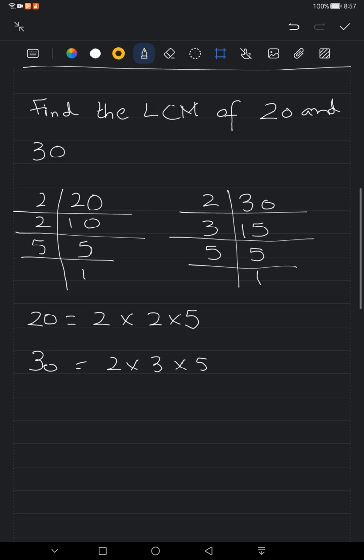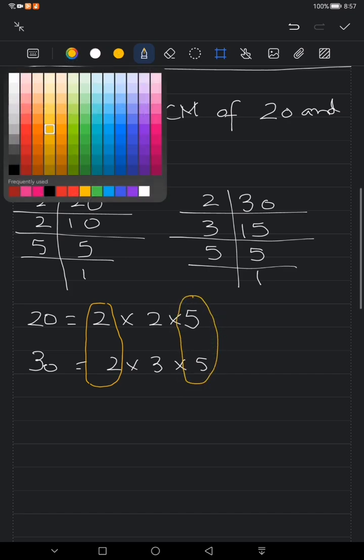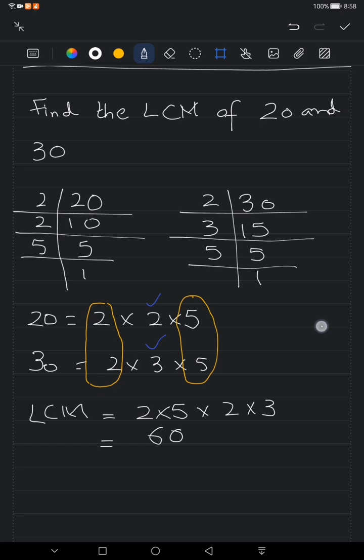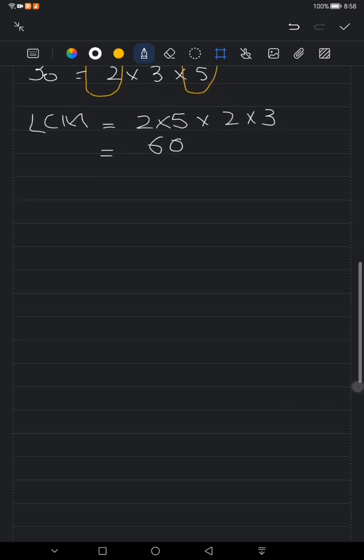We will circle the common factors. There is one pair of 2 and one pair of 5, that is common. And how many uncommon are left? 2 and 3. Now, as I told you before, when we have to find the LCM, we multiply the common factors with the uncommon factors. So our answer is 60. So 60 is the least common multiple of 20 and 30. Let's do another example.